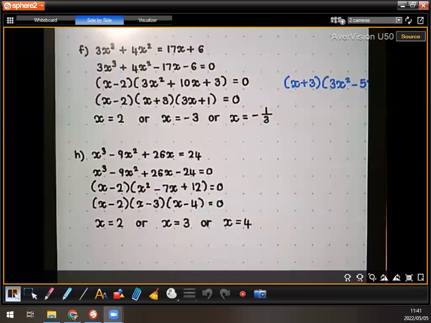Then you would have 3x squared. So this is now 9x. You need 4x, yeah, minus 5x. And then 3 must be -6 minus 2. Should be minus 2.